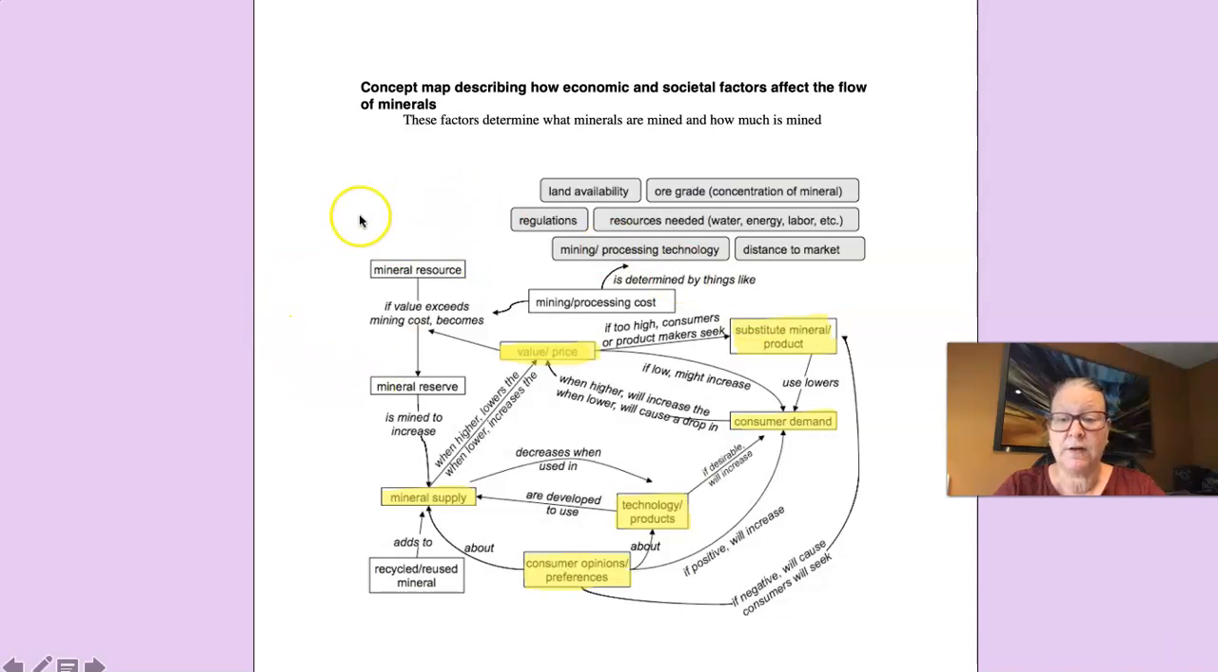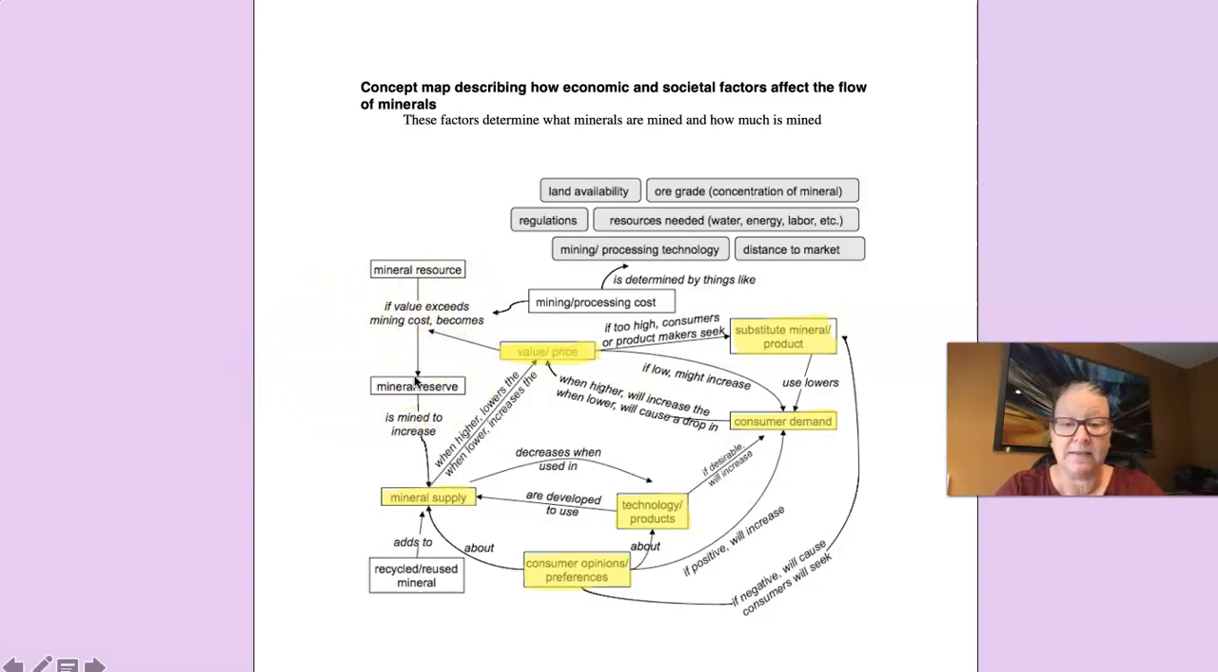So I'm going to start over here at mineral resource. A mineral resource is a deposit in the ground that has a mineral that we want. If that mineral can be extracted from the ground at a cost that's less than what people would pay for it, then that becomes a mineral reserve.